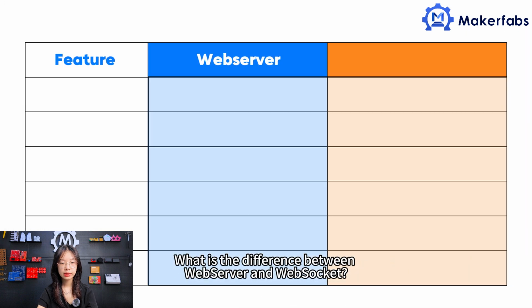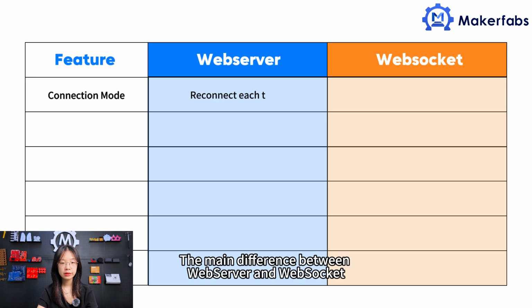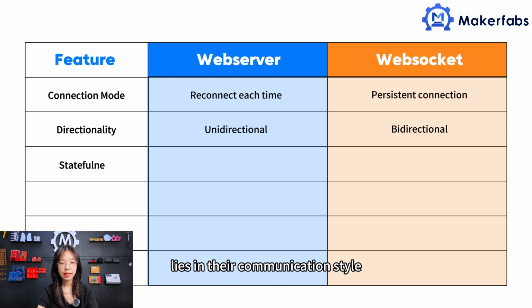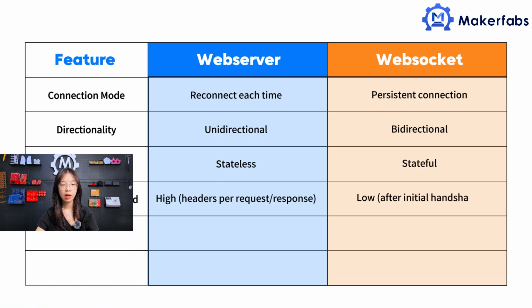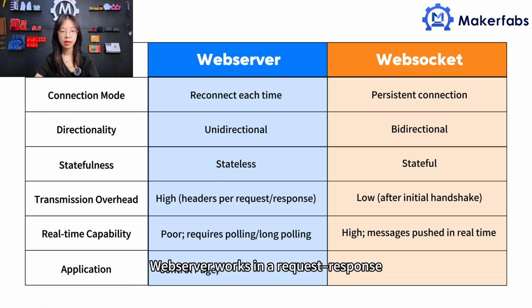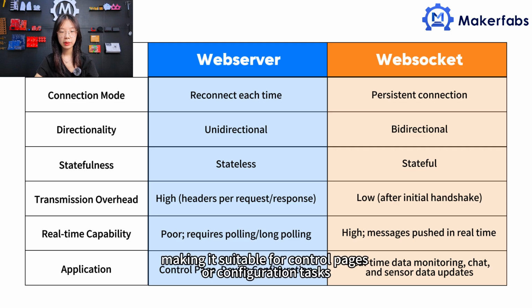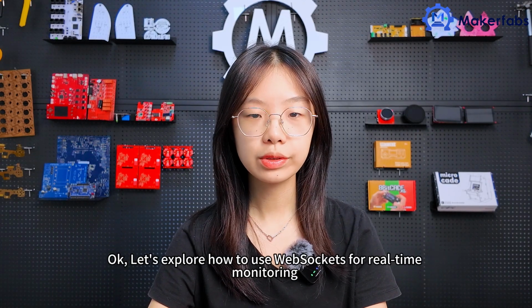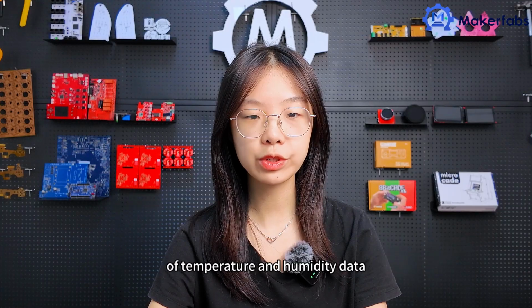What is the difference between WebServer and WebSocket? The main difference lies in their communication style. WebServers work in a request-response, stateless, and one-way manner, making them suitable for control pages or configuration tasks. WebSocket establishes a persistent, stable, and two-way connection, along with real-time, low-overhead data exchange, ideal for live monitoring, chat, or sensor data updates. Okay, let's explore how to use WebSocket for real-time monitoring of temperature and humidity data.